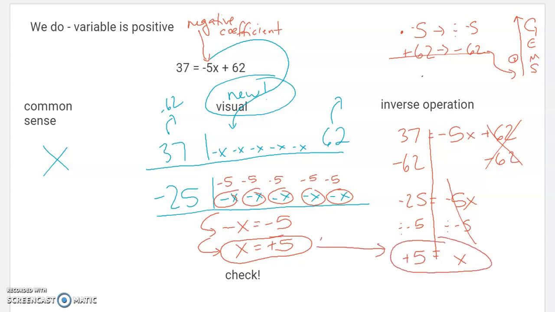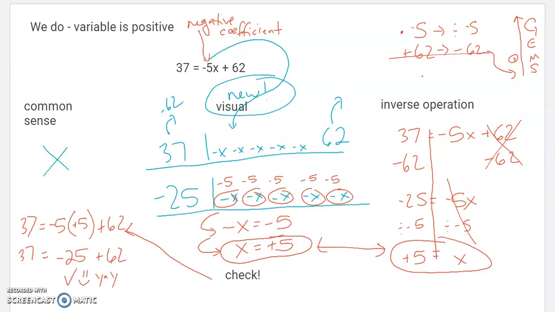We match. Good. Let's check, just to make double sure that we're right. So if we're right, 37 should be equal to negative 5 times the answer we got, positive 5, plus 62. If we're right, substitution. So that would mean that 37 should be equal to negative 25 plus 62. And it is. Check, smiley face.